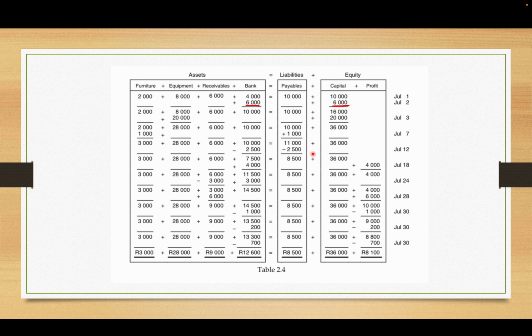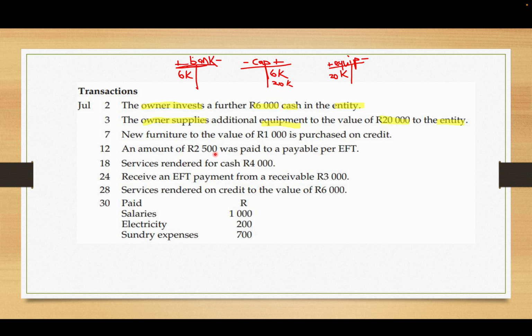So you're going to have a minus 2.5 under bank because we're using cash to pay off our payables. Payables are under liabilities, so it'll be a minus 2.5 for liabilities. So minus 2.5 for assets, minus 2.5 for liabilities. And then we go into the services rendered for cash 4,000.